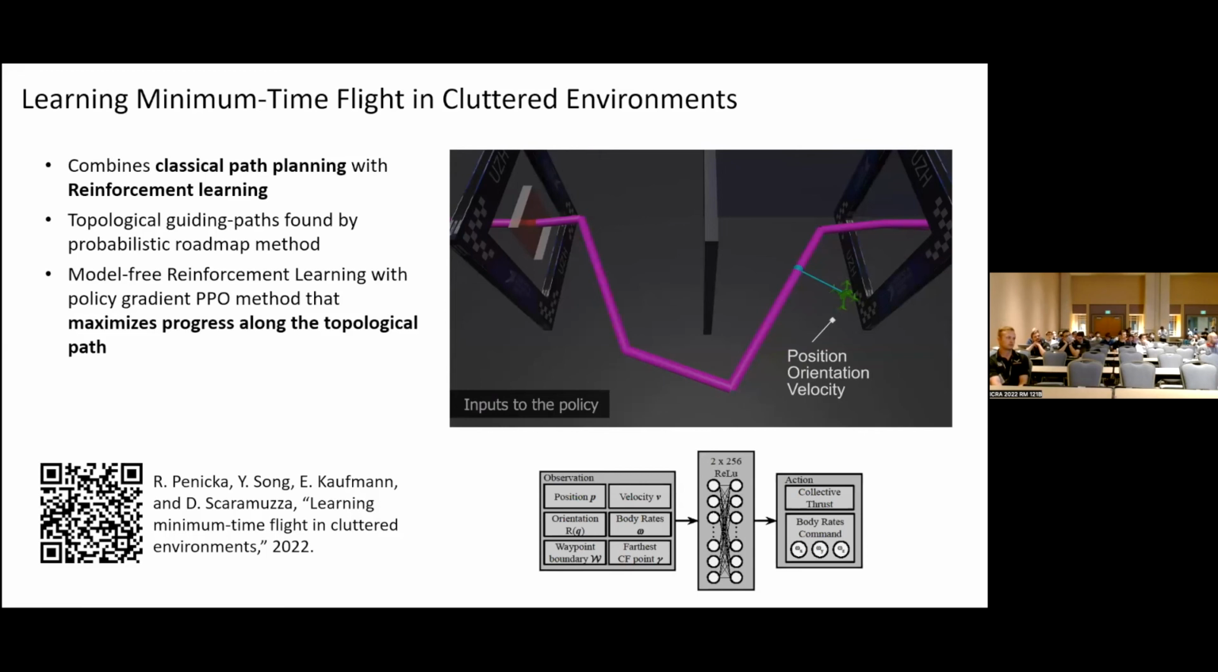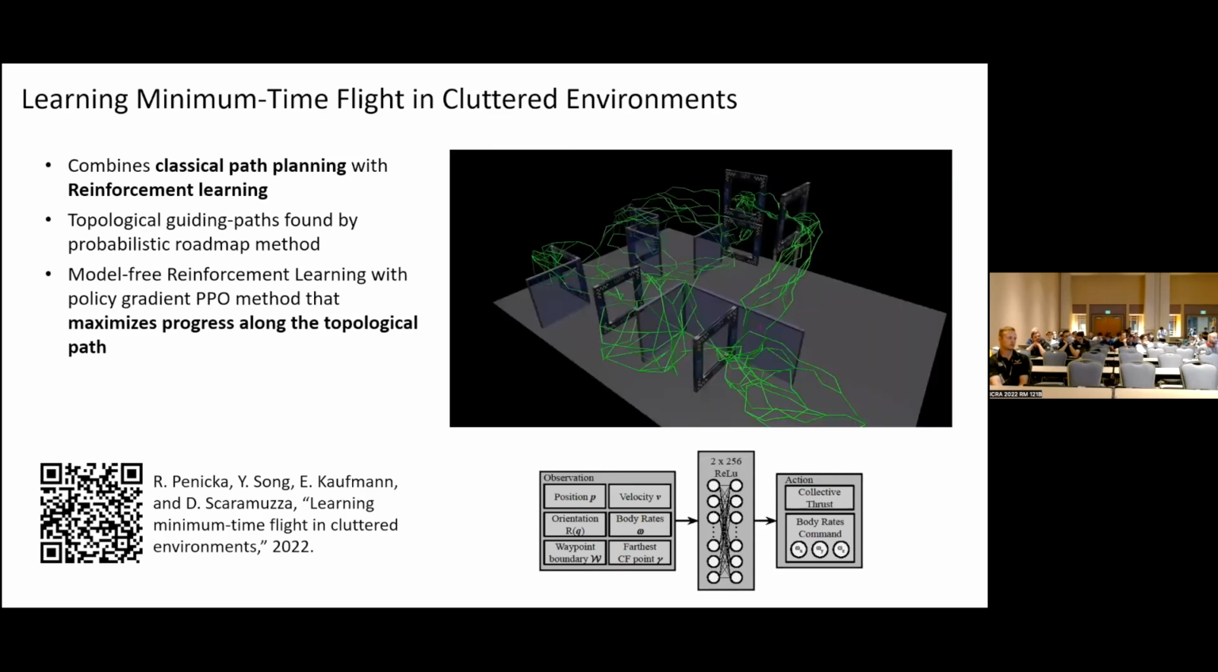Here in the video, you can see the observation that is passed to the reinforcement learning. It's the full state of the quadrotor, the next waypoint, or the next gate basically in drone racing, and the farthest collision-free point on the guiding path. This models the obstacles there. And we use a multi-layer perceptron network, and the action space of the quadrotor is the collective thrust and body rates.